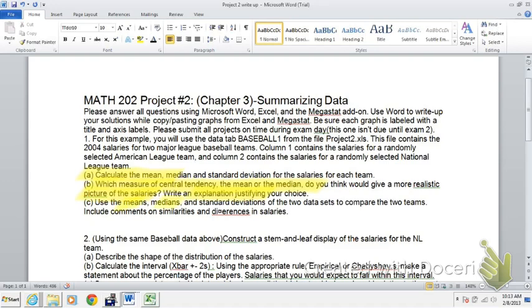C, use means, medians, and standard deviations of the two sets to compare the two teams and include comments on similarities and differences in salaries. So I'll let you do that. That part's creative. Now, for number 2, we got some mechanics here. It says to open the baseball data and construct a stem and leaf display of that and describe the shape of the distribution.